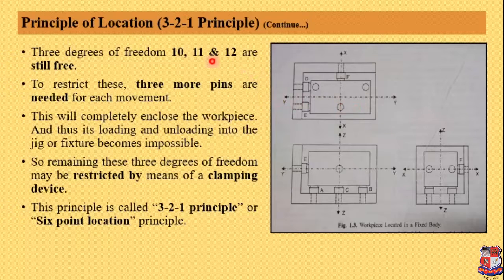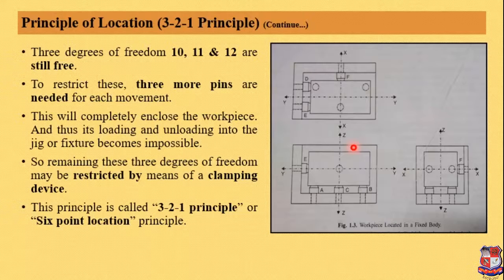The remaining 3 degrees of freedom, 10, 11 and 12, are still free. These 3 degrees of freedom are not restricted by pins A, B, C, D, E and F. So to restrict these 3 degrees of freedom, 3 more pins are required, one for each movement, right? To restrict 10, to restrict 11 and to restrict 12, we require 3 more pins to stop this movement.